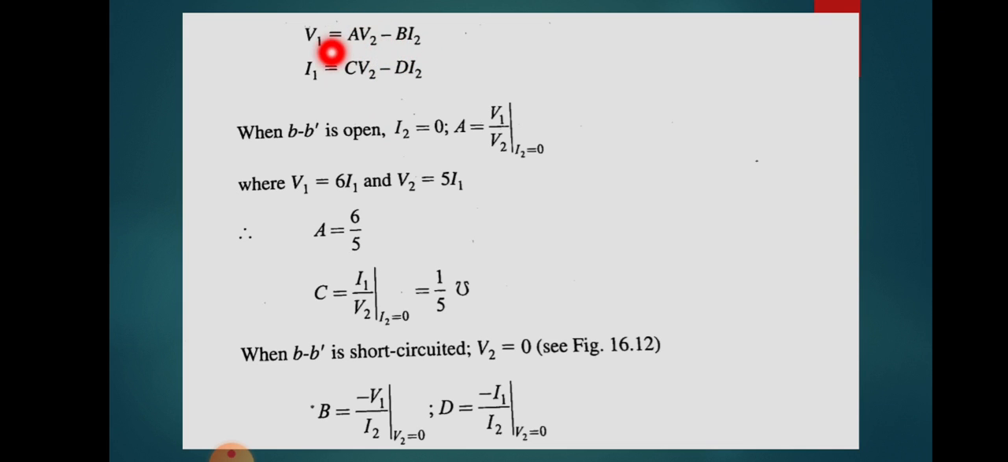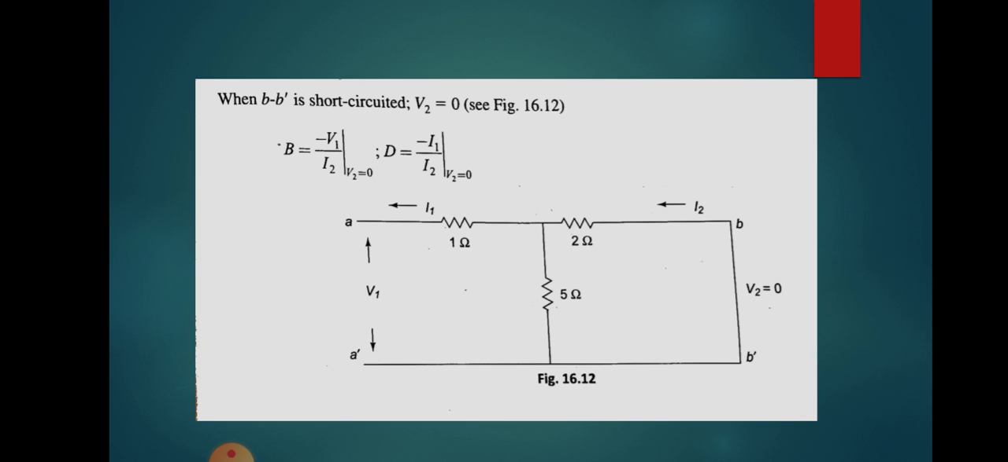So B is V1 by I2 and D equal to I1 by I2. That is the equation here. There is a minus sign, so B will be equal to minus V1 by I2 and D will be equal to minus I1 by I2. So here, first of all, you want to find out B and then you can go to D. So B has the equation minus V1 by I2 and D has the equation minus I1 by I2.